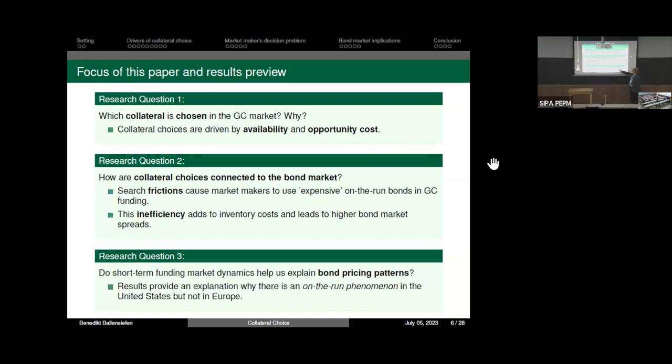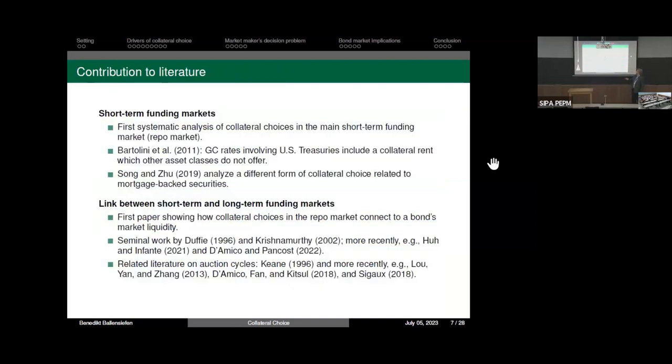And then if you have time, we can look at some of the patterns which are different in Europe compared to the US in one of the major markets. So in terms of structure, I think there are two parts. One is on short-term money markets and how these choices look, but then also on the bond market side.